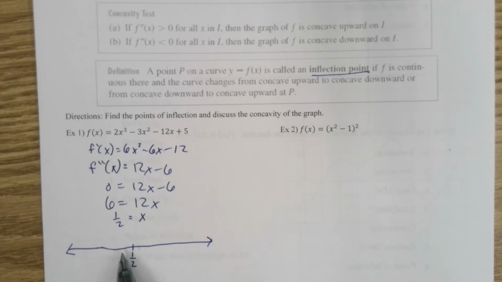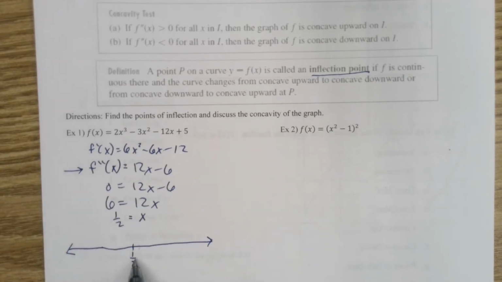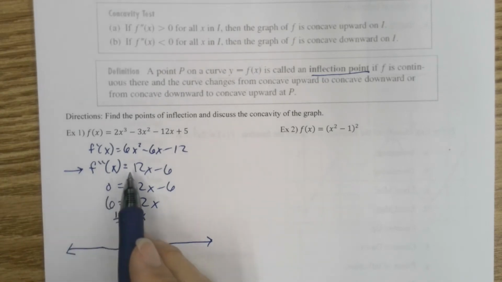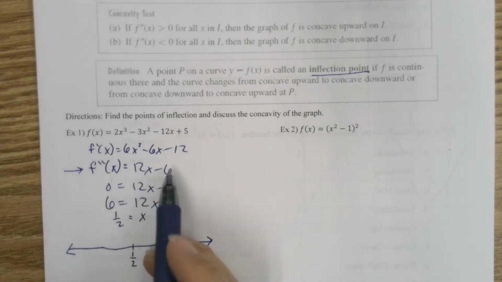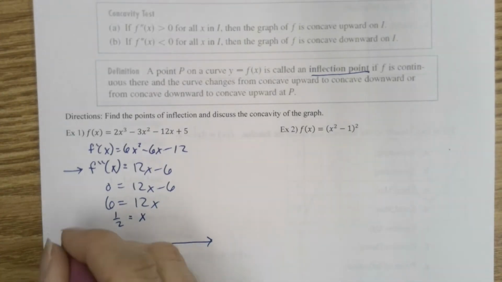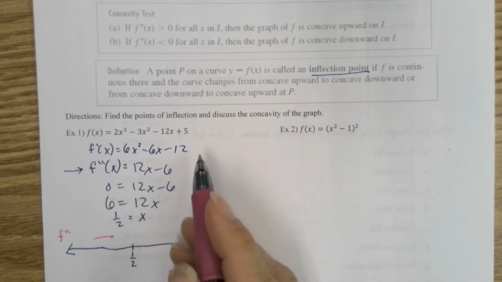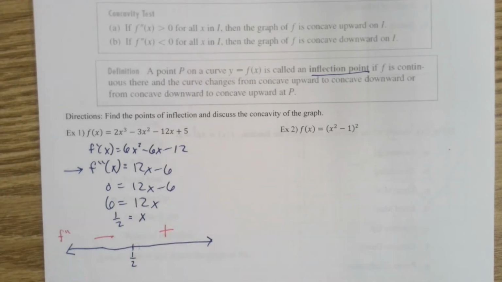I'm going to choose a number to the left of 1/2 and to the right of 1/2, and I'm substituting that into the second derivative right here. So a nice number to work with less than 1/2 would be 0. So let's substitute 0 in here. 12 times 0 is 0, minus 6 is negative. And I am substituting into f double prime up here. So this whole interval would be negative. A number greater than 1/2 would be 1. 12 times 1 is 12, minus 6 is positive.